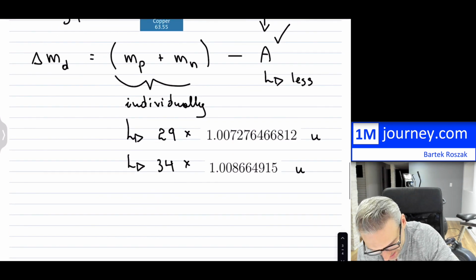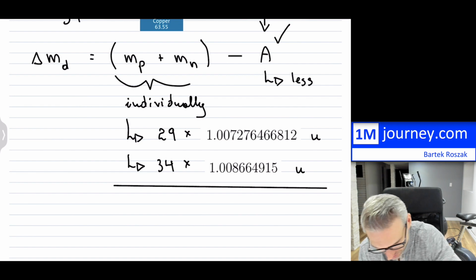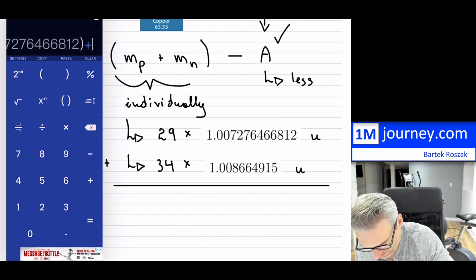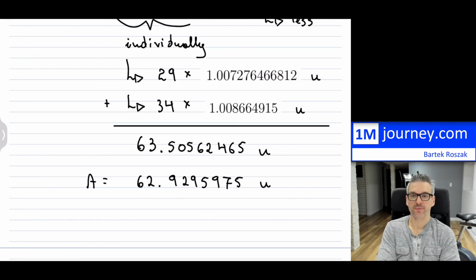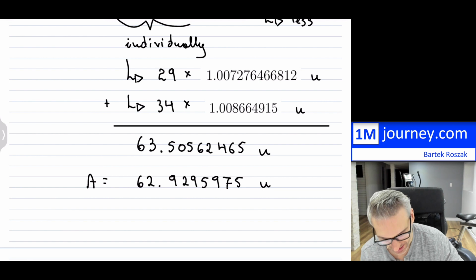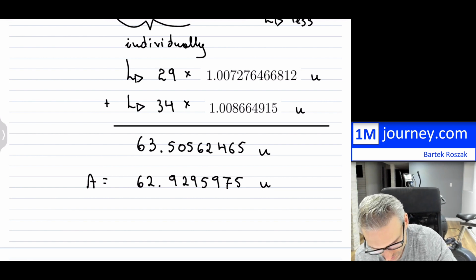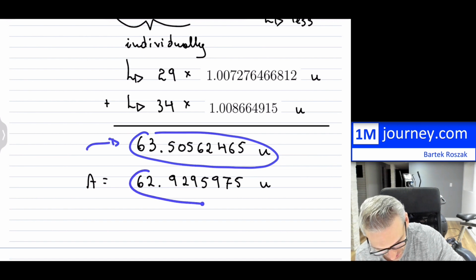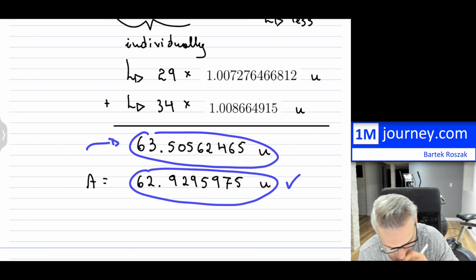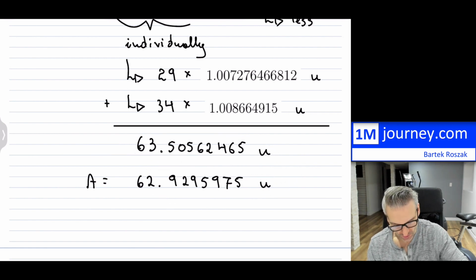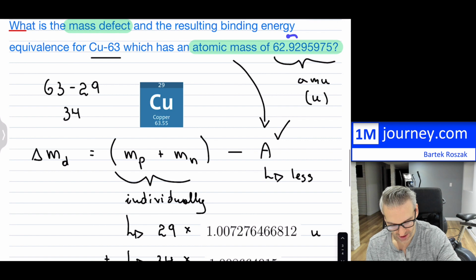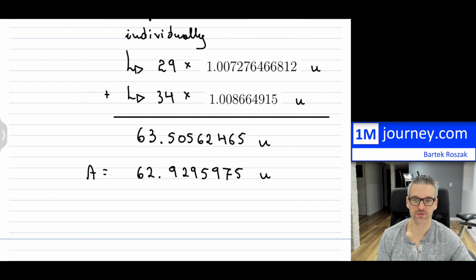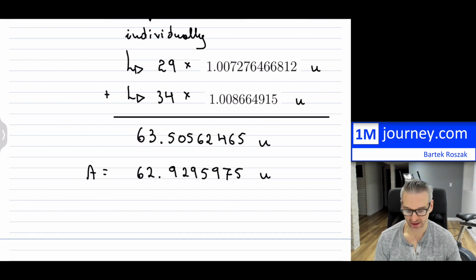All right, let me do that calculation and add these up together. I'll do that quickly. You can punch it into your calculator as well. So here we have it. I put it into the calculator, I've added them up, and this is what I get. Notice that it is indeed bigger on the individual side than when it is bound together in the nucleus. This one was given to us, and this one we calculated from the individual components. You can round to whatever you like, I just left them.